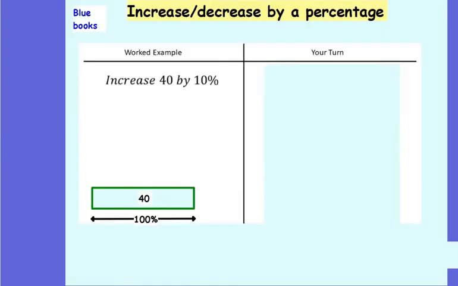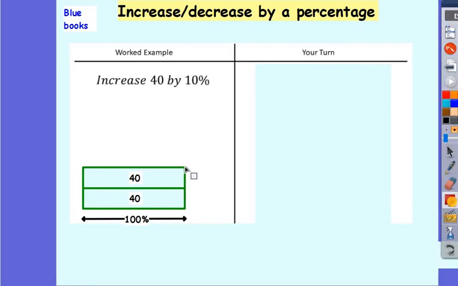Let's use that now. In your dark blue books, can you write me the title Increase, Decrease by a Percentage? And then pens down, eyes on me, I'm going to do an example and then you're going to do an example. So to start us off, I want to increase 40 by 10%. Here's 40 and that's 100%. If I'm increasing it by 10%, I need my 40, that's my 100%, and I now need to add on another 10%.